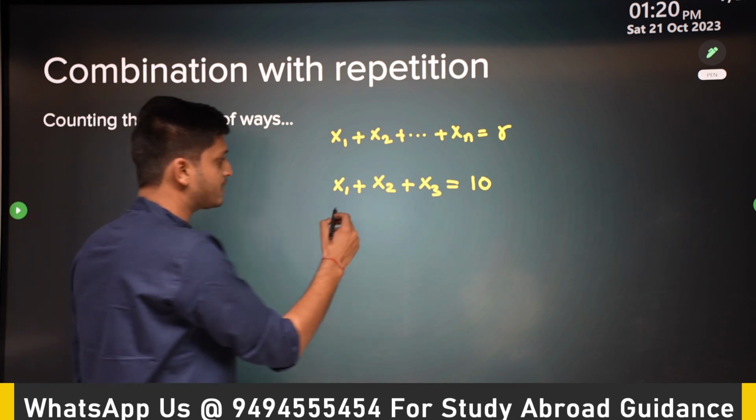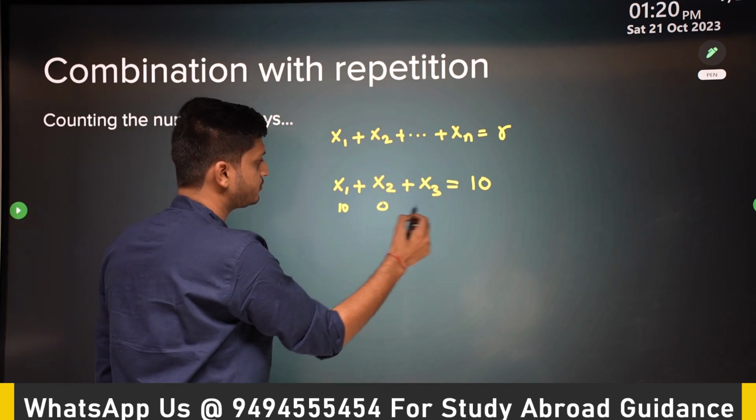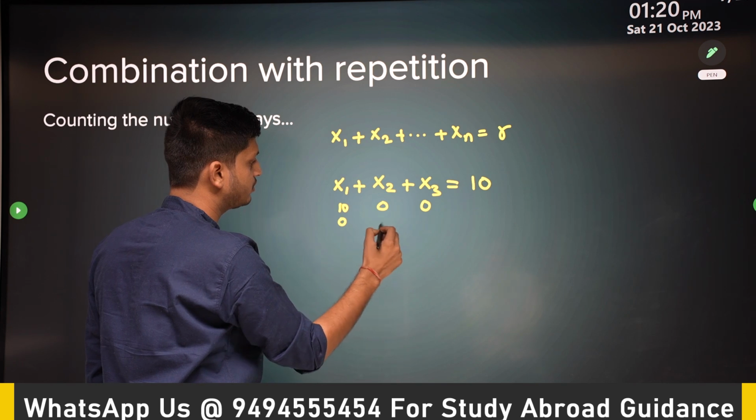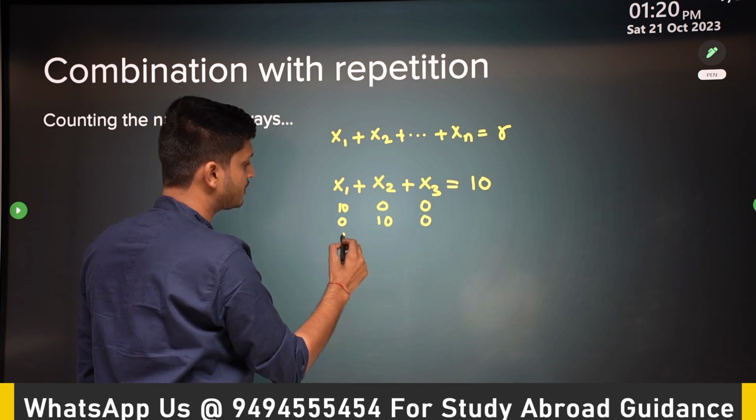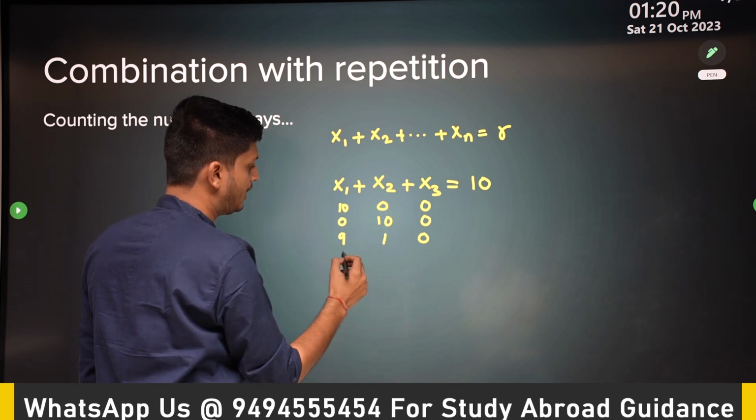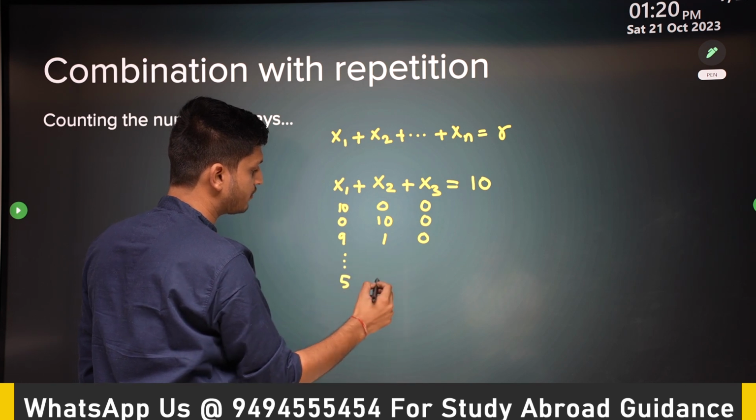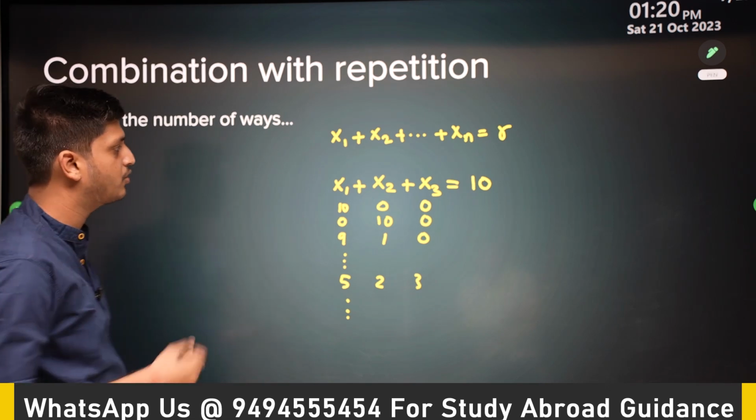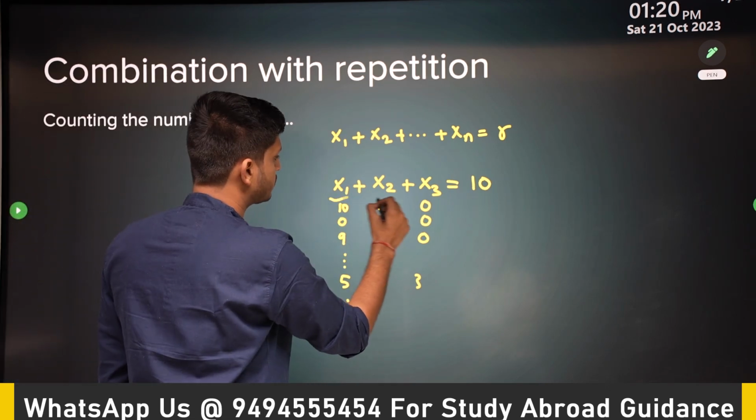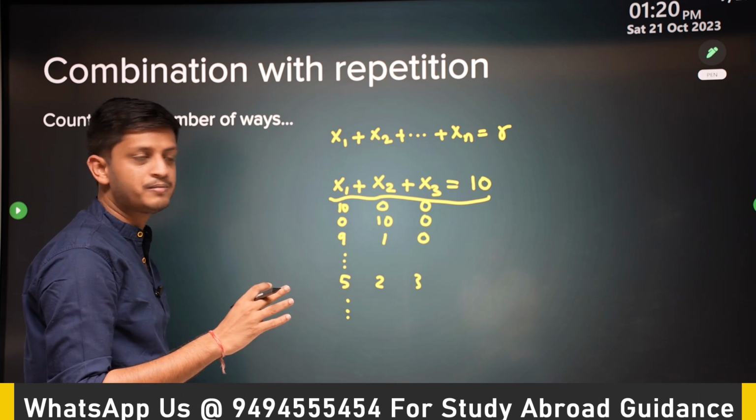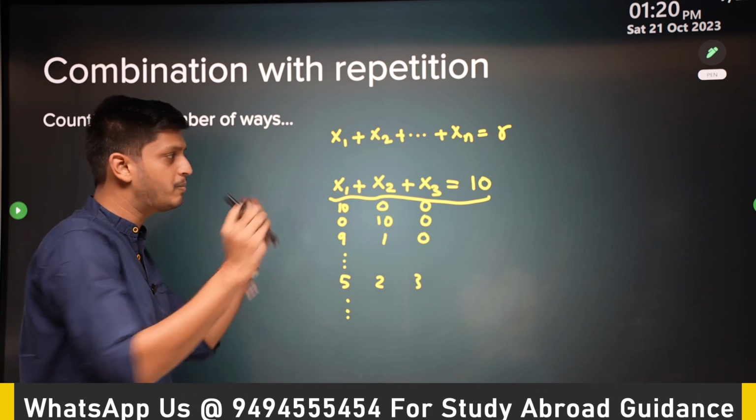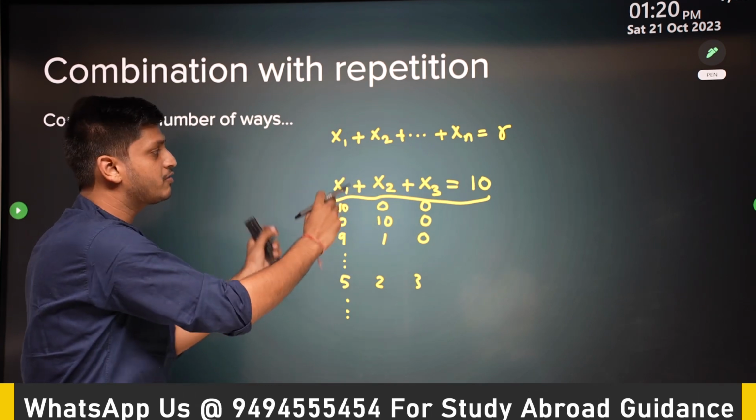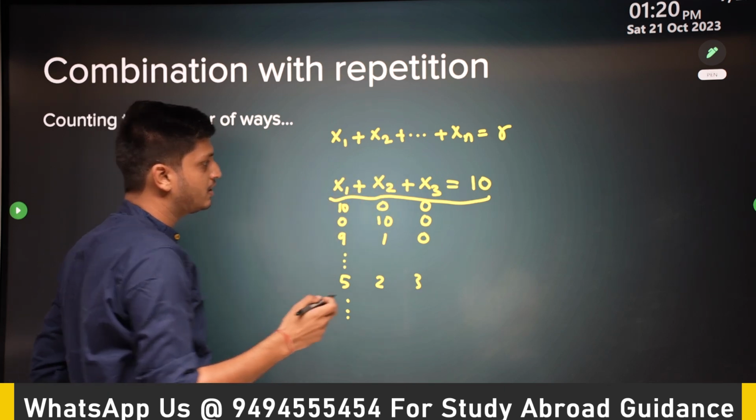I already told you one such solution is 10, 0, 0. One such solution is 0, 10, 0. One such solution is 9, 1, 0. And so on. And one solution was 5, 2, 3. So there are many solutions. There are 66 solutions. How do I derive that? There is a standard way to solve this problem. Every combination with repetition problem will be mapped to an equation, and every equation will be mapped to that logic. So what is the logic?